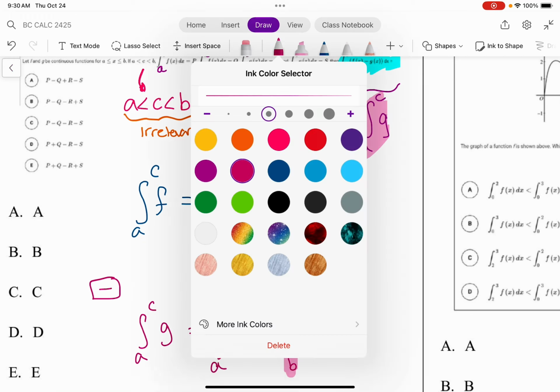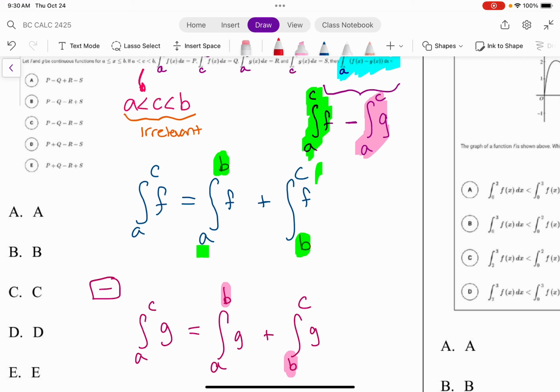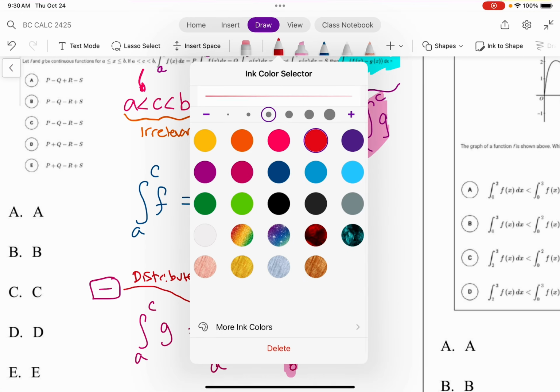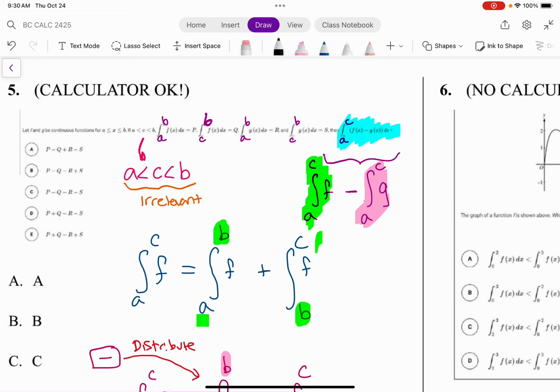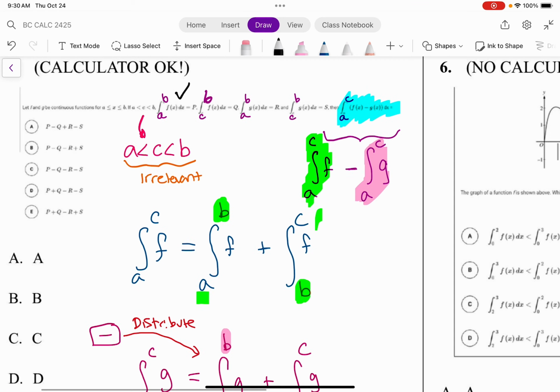Let's be mindful. We're going to have to distribute. We're going to get two expressions. This minus is going to have to distribute to those two values. So just keep that in mind. Okay, so let's go look. The integral from a to b of f, they told us that directly. That's just p. So this is p plus the integral from b to c of f. They didn't give us that directly. They gave us the integral from c to b. Notice those are reversed.